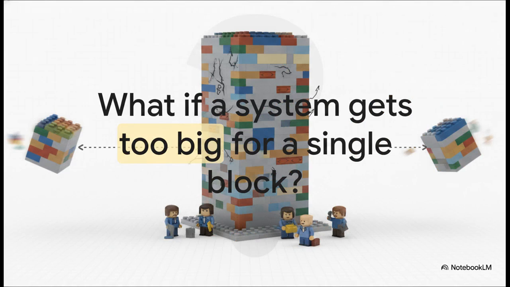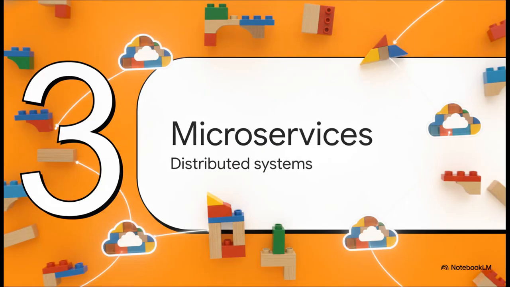What happens when a system gets too big for a single block? When a layered monolith just can't handle the high traffic, or honestly, when your dev team gets way too large to work on a single code base without stepping all over each other's toes, well, we have to start breaking our giant block apart into smaller, distributed pieces. Which brings us to Section 3, microservices and distributed systems.